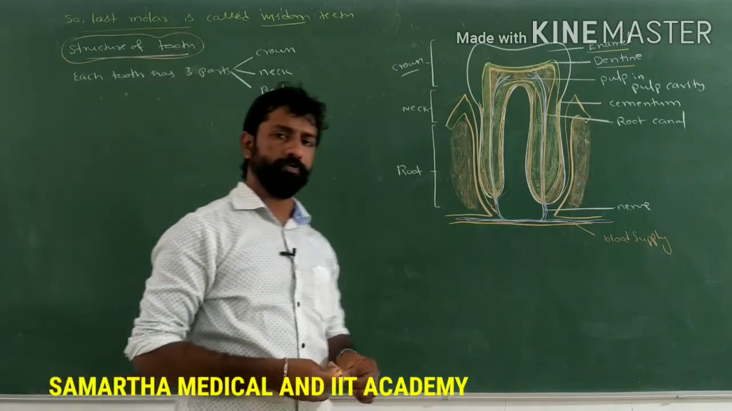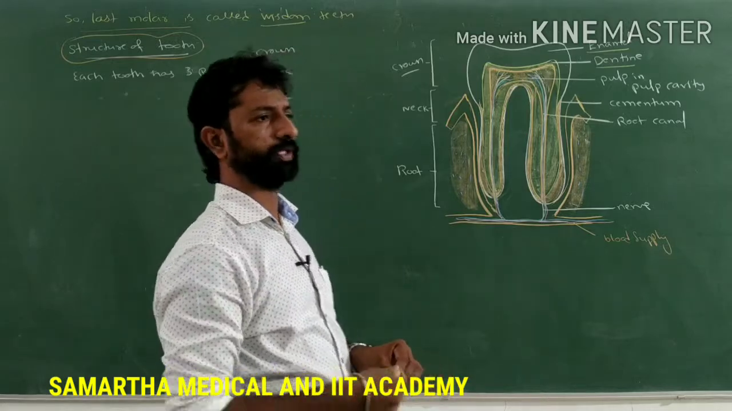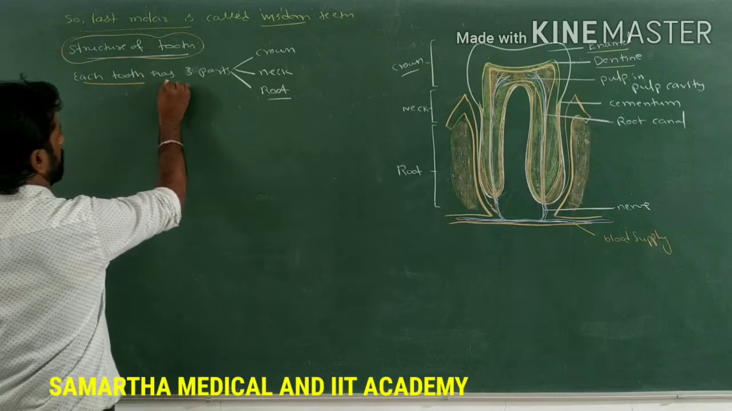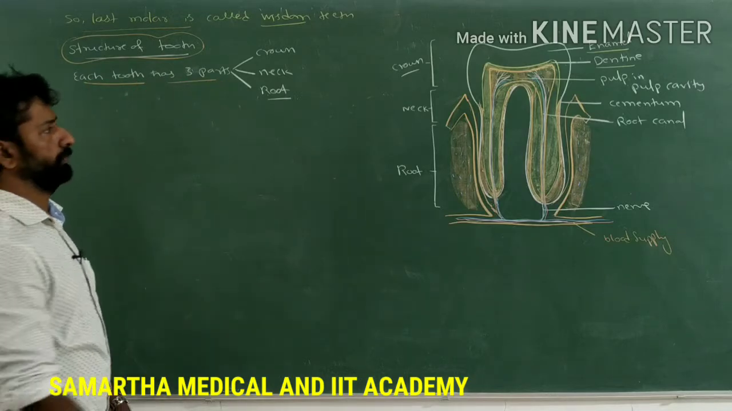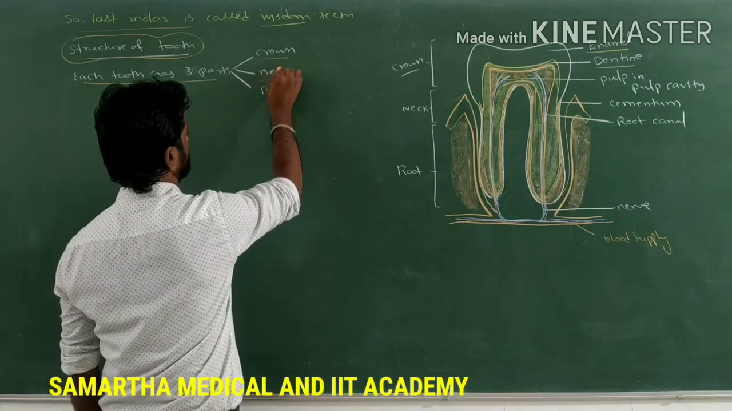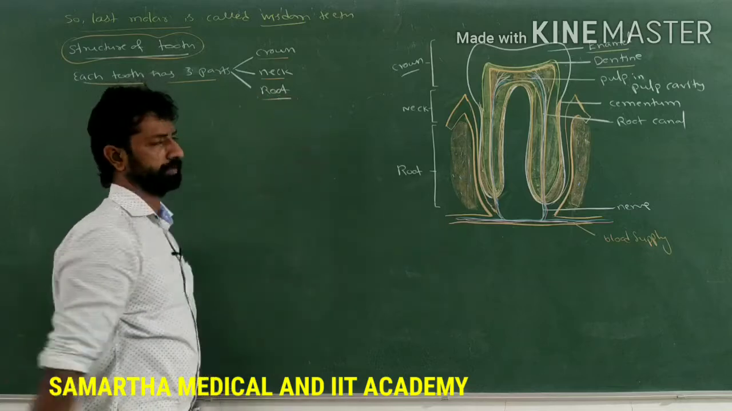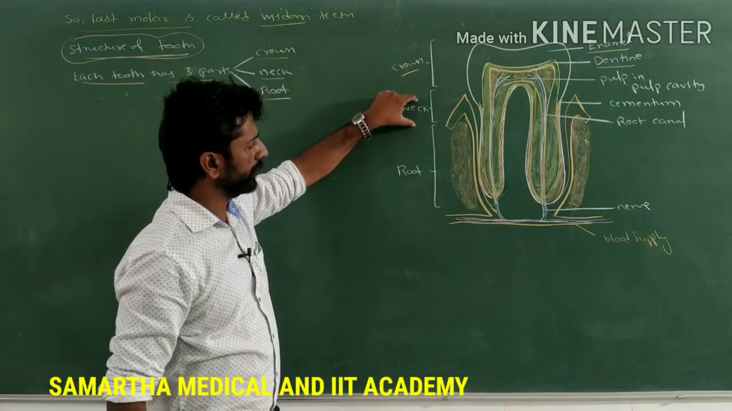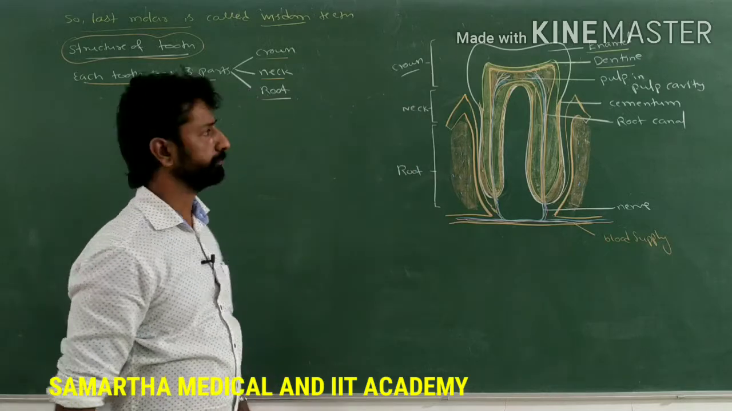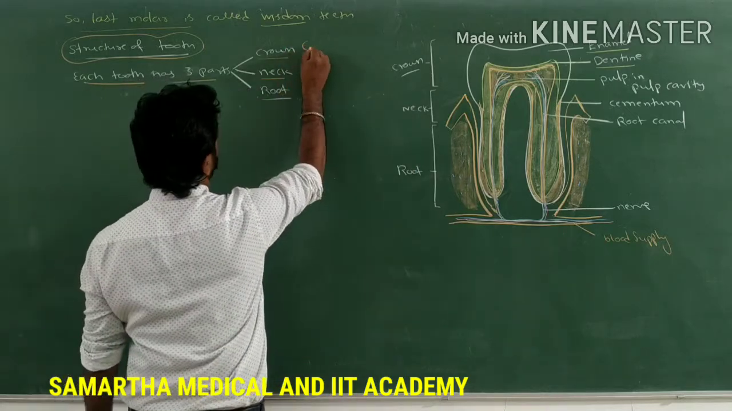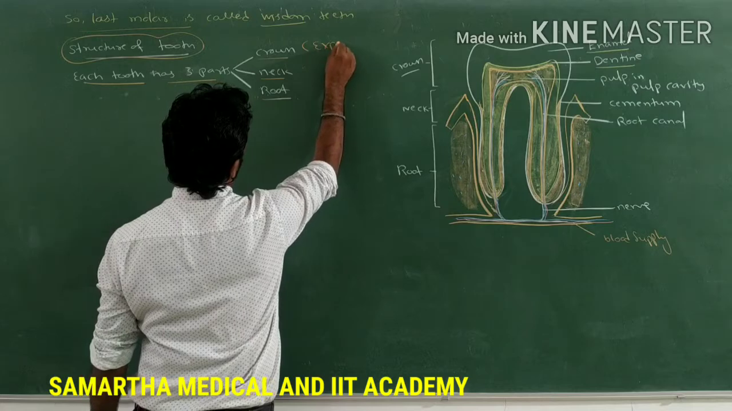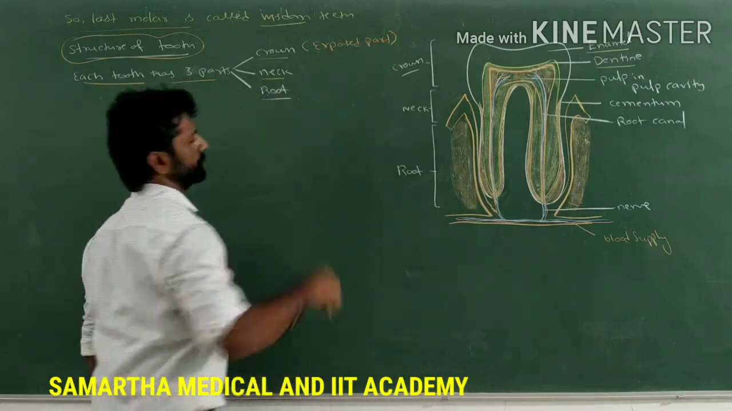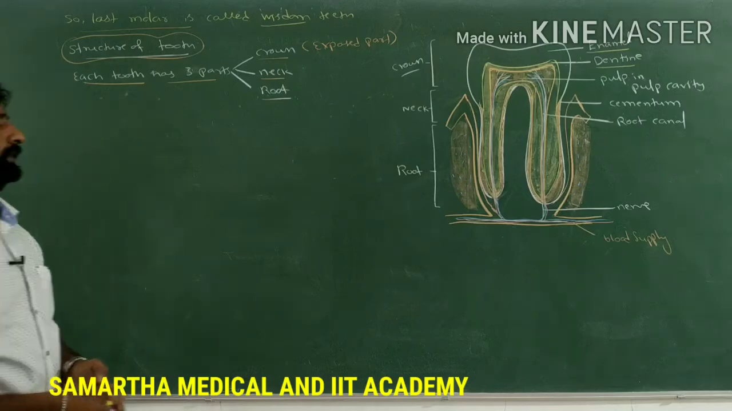So what is the structure of each tooth and what are the parts present in each tooth? Each tooth has three parts: crown, neck and then the root, as you can see in the diagram. So what is the crown? It is the exposed part of the tooth. The crown is nothing but the exposed part of the tooth.